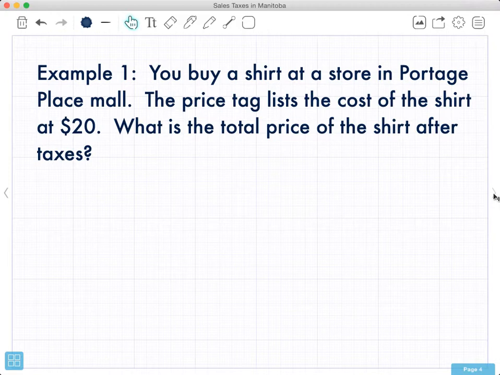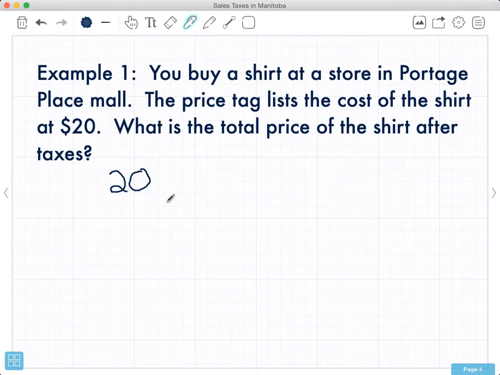You buy a shirt at a store in Portage Place Mall. The price tag lists the cost of the shirt at $20. What's the total cost of that shirt after taxes? In order to calculate this, first take the price of the shirt, and first we're going to calculate the PST on the price of the shirt.